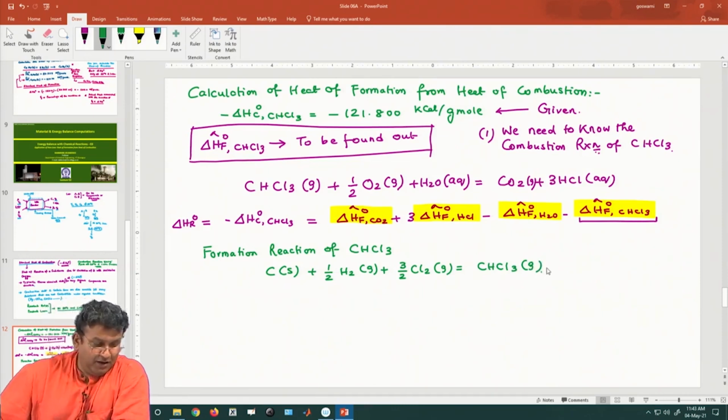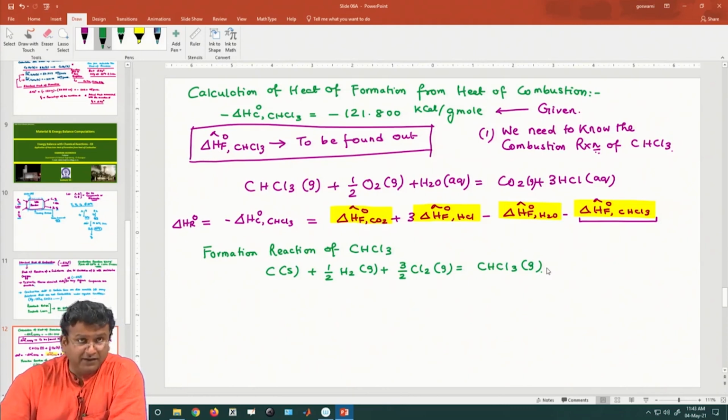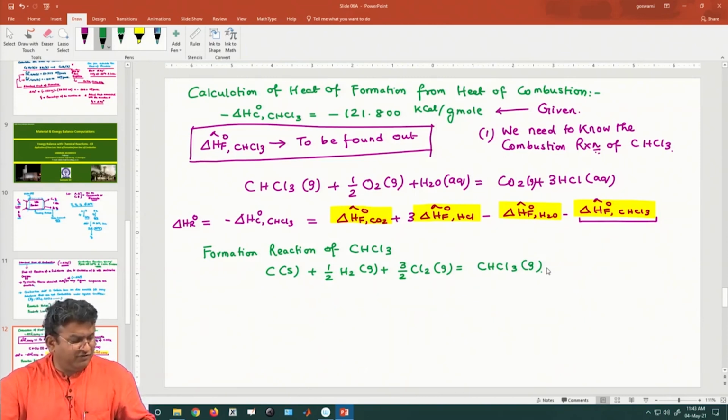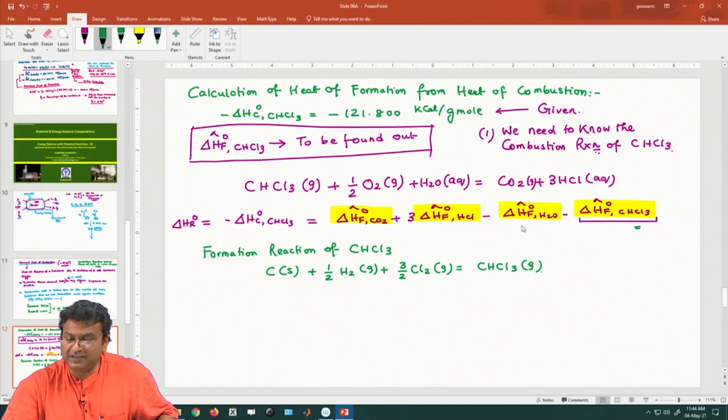Okay. Now, let us try to apply Hess law. Since you know the heat of combustion data here, you can straight away do a substitution. So, from this equation you can write that the heat of formation of chloroform is equal to the heat of formation of carbon dioxide plus thrice the heat of formation of HCl minus the heat of formation of water minus the heat of combustion of chloroform. So, you can straight away calculate that, but I am going to show you how you get that through Hess law. So, let us see how we get it.